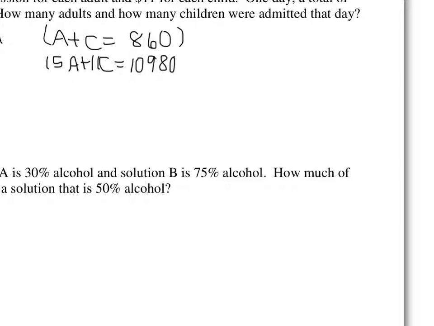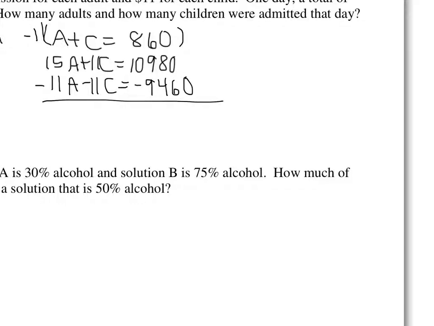So I want my C's, I have 11C and 1C. I want my C's to have opposite coefficients. If the second one is plus 11, I want the first one to be minus 11. So I'm going to multiply that first equation by minus 11. That will give me minus 11A minus 11C equals, what is 860 times a negative 11? Negative 9460. So when we add these 2 equations together now, the C's are eliminated.